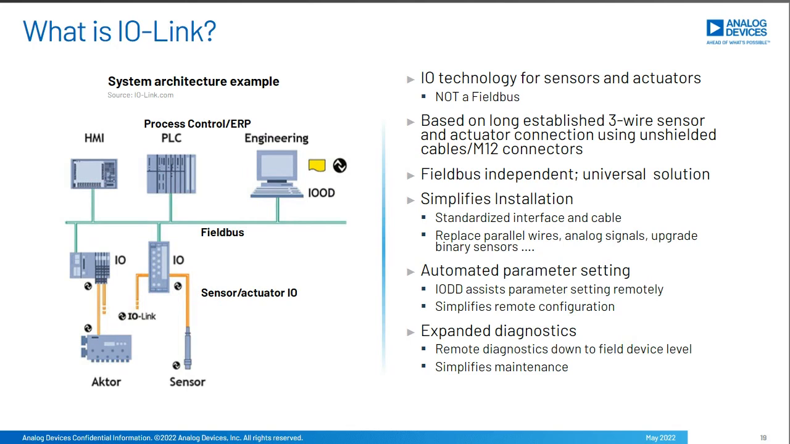This picture shows you a system architecture example. It shows you where IO-Link is located at the factory floor. It's not a field bus, but it's field bus agnostic. It's using a simple 3-wire unshielded cable. However, the communication is bidirectional, so it allows for configuration and additional diagnostic data. On top of this, there's an IODD file, a device descriptor file, which supports the user to install, and also simplifies significantly the configuration and installation.